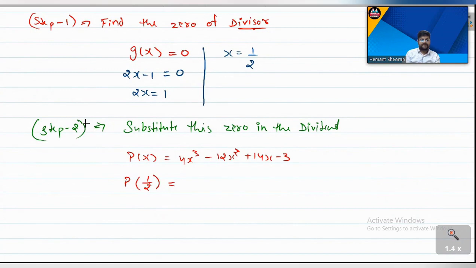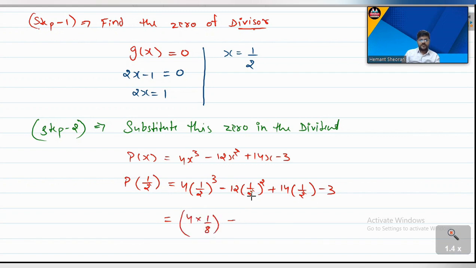Let's see. 4 times a half cube, minus 12 times a half square, plus 14 times a half, minus 3. Yes or no? So 4 times a half cube will be what? 4 times 1 over 8, minus 12 times what? A half square will be 12 times 1 by 4. And this we can cut out at 7. So we got a 7 minus 3. Is it clear to you?